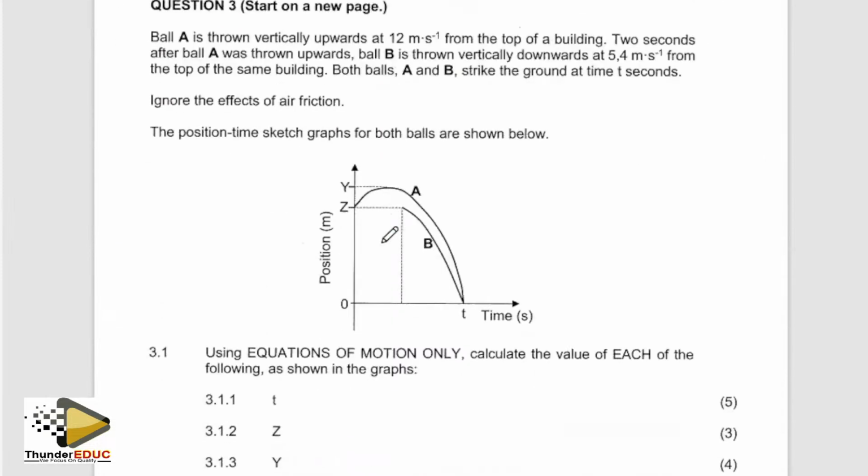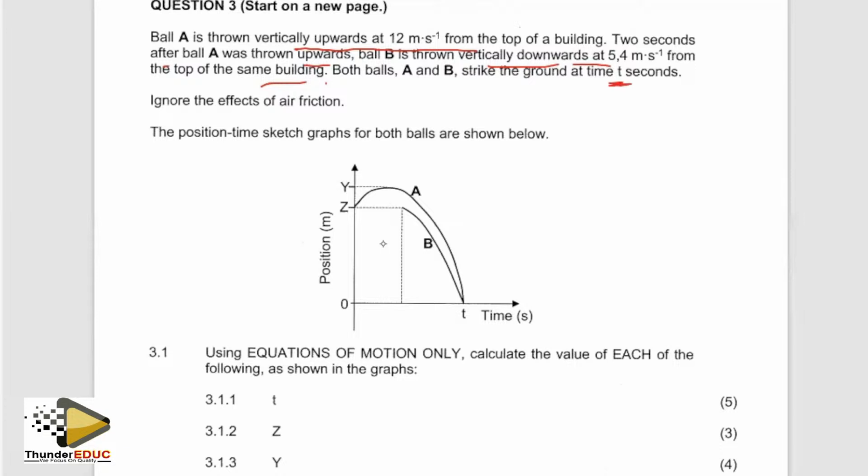Question number 3. Telling us that there's a ball A that is thrown vertically upwards at 12 meters per second from the top of a building. 2 seconds after A was thrown upwards, ball B is thrown vertically downwards at 5.4 meters per second from the top of the same building. Both balls A and B strike the ground at the same time, T seconds.